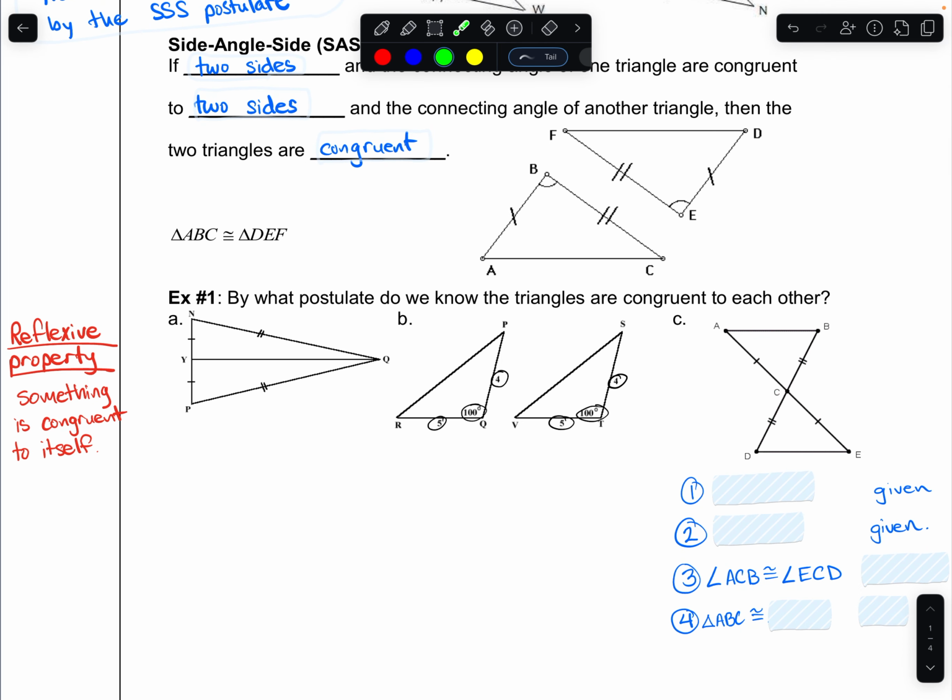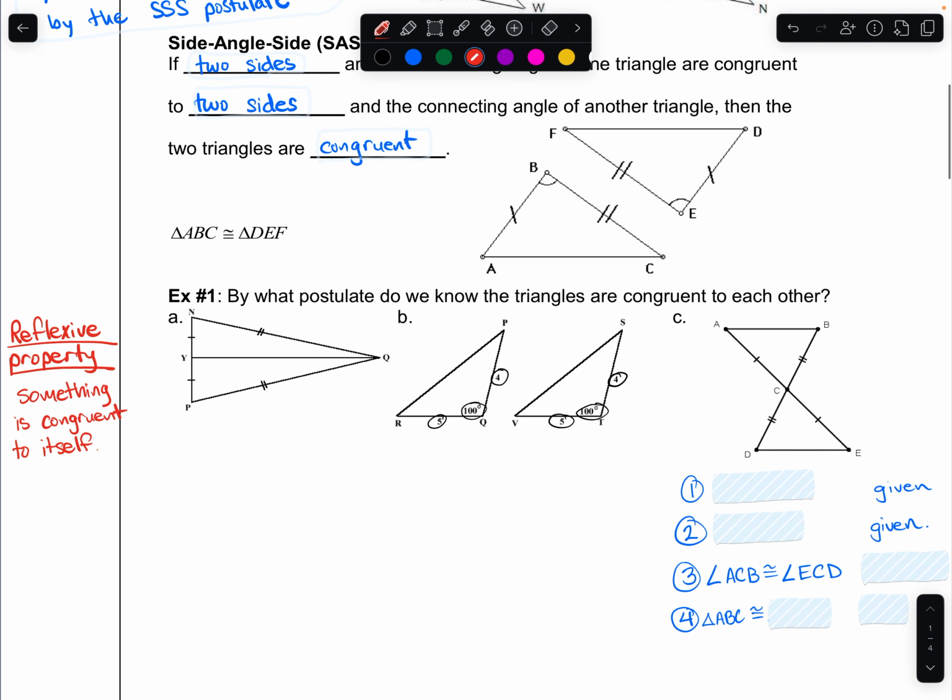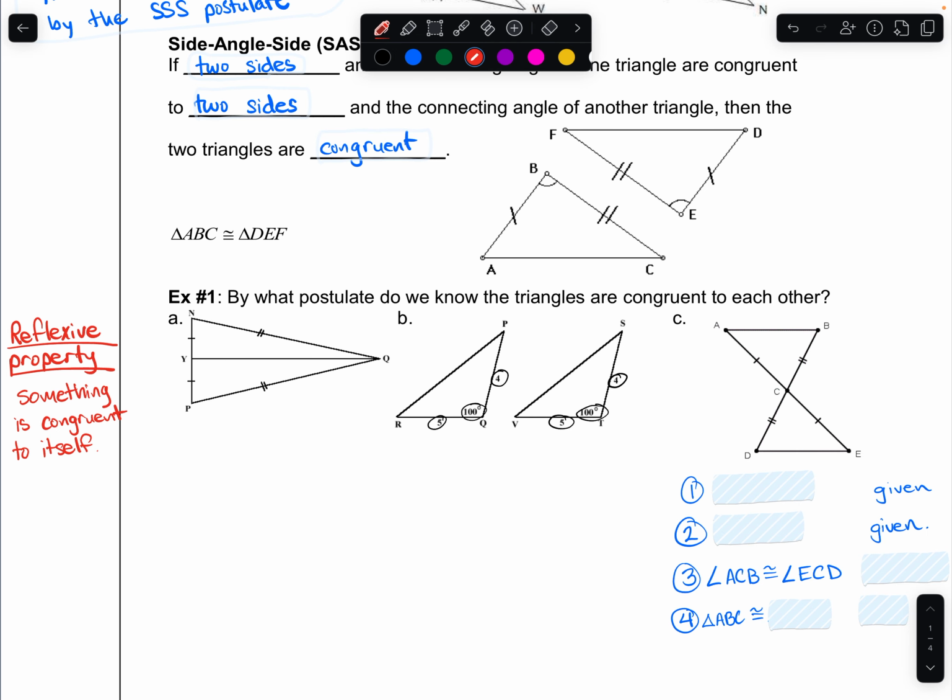So we're going to try to explain what postulate tells us that each of these triangles are congruent. Before we get there, I also want you to jot this down in your notes. There's something in math called the reflexive property. Technically, there's a lot of different reflexive properties. If I want to break it down further, I could say there's a reflexive property of angle congruence. So say I have some angle here.